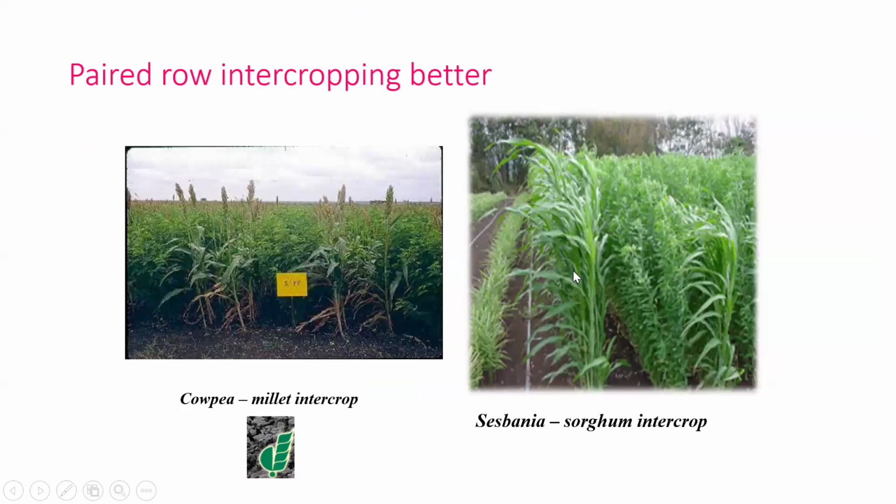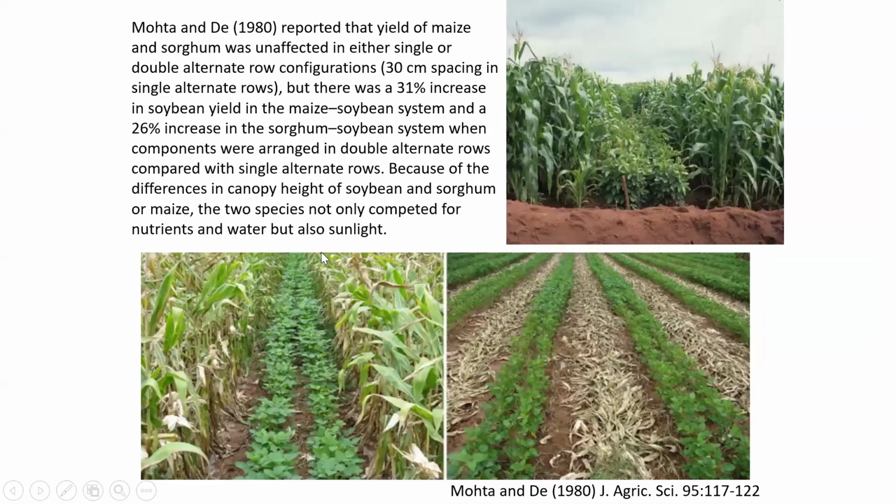And what researchers have found is that what we call paired row intercropping, where we have 2 rows, for example, of cowpea and then 2 rows of millet, is giving more yield than growing them 1 row of each. And here is some data that was published quite some time ago where maize and sorghum were unaffected in either single or double row configurations, but there was a 31% increase in the soybean yield in the maize-soybean system when the components were arranged in double alternate rows compared to single alternate rows.